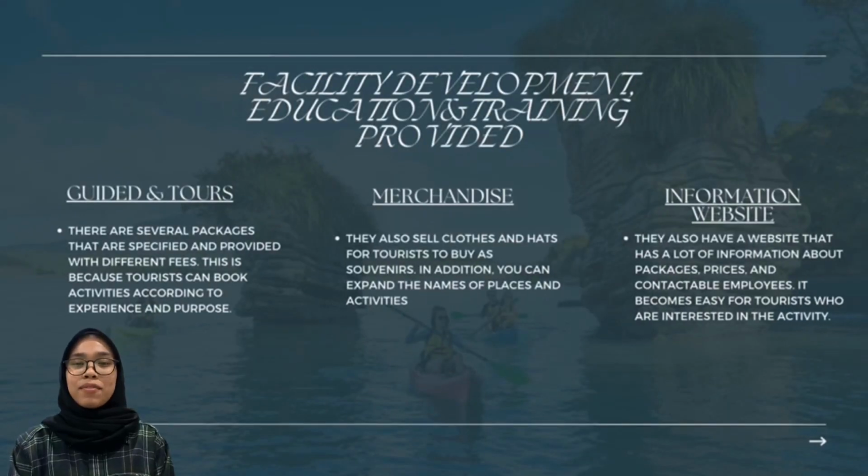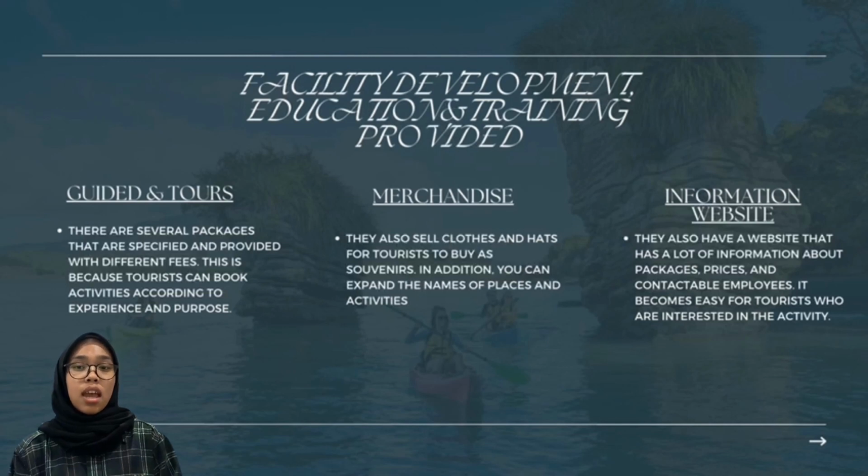So next is facility development, education and training provided. They have guided tours. There are several packages that are specified and provided with different fees. This is because tourists can book activities according to experience and purpose. Next is merchandise. They also sell clothes and hats for tourists to buy as souvenirs. In addition, you can see the names of places and activities. Finally is the information website. They also have a website that has a lot of information about packages, prices, and contactable employees. It becomes easier for tourists who are interested in the activity.